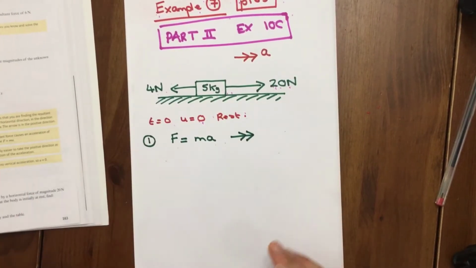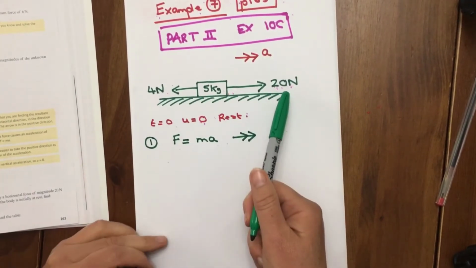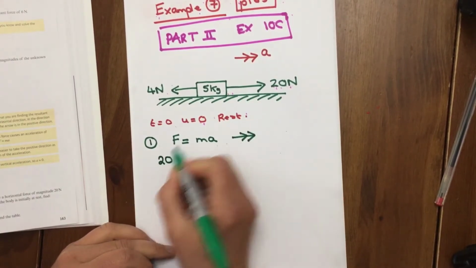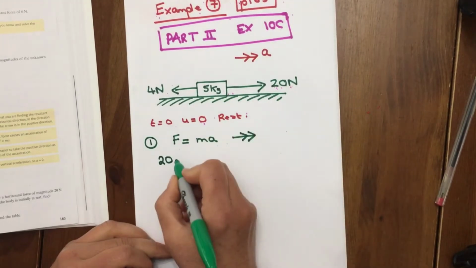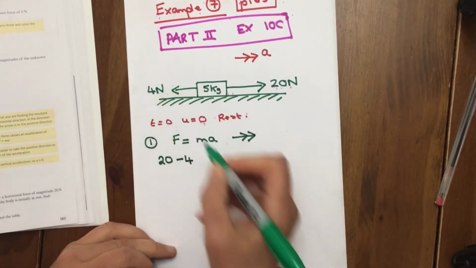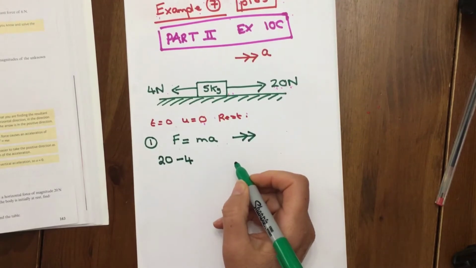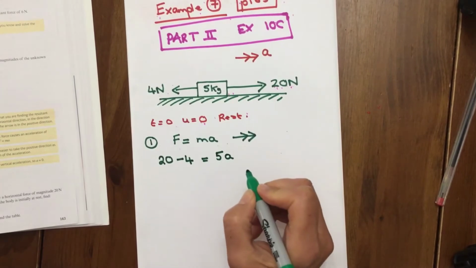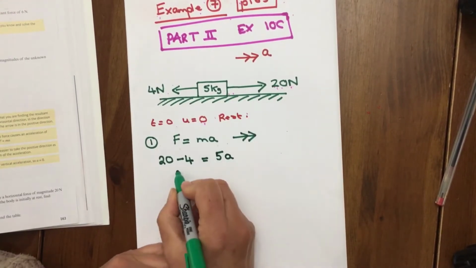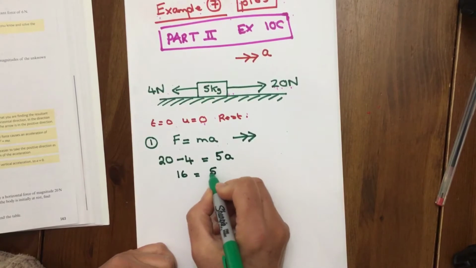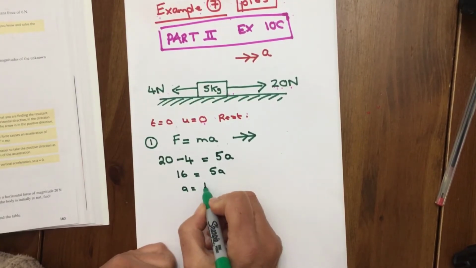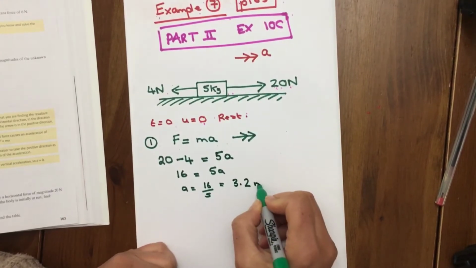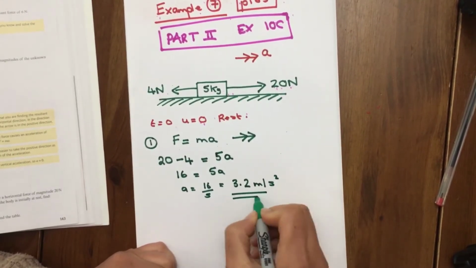So, resolving horizontally, this is exactly what you were doing last lesson. I've got 20 newtons going to the right, and I've got 4 going the other way. So, 20 minus 4 equals the mass times the acceleration. So, I just simplify this. 16 equals 5a. So a will be 16 over 5, which works out to be 3.2 meters per second squared.